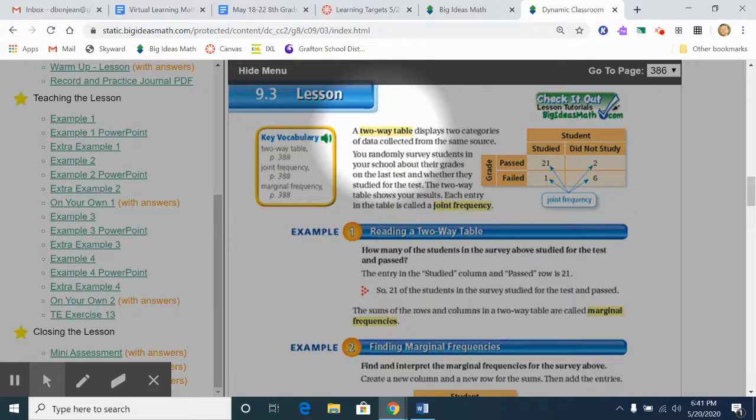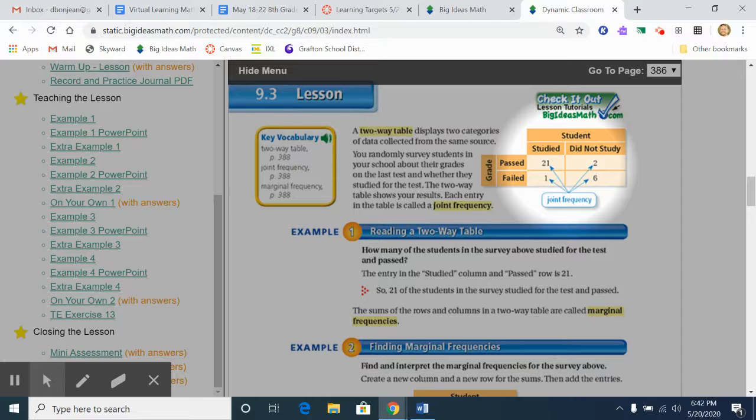It says here, a two-way table displays two categories of data collected from the same source. You randomly survey students in your school about their grades on the last test and whether they studied for the test. The two-way table shows your results. Each entry in the table is called a joint frequency. So they're just giving you a quick example of a two-way table and what that might look like.